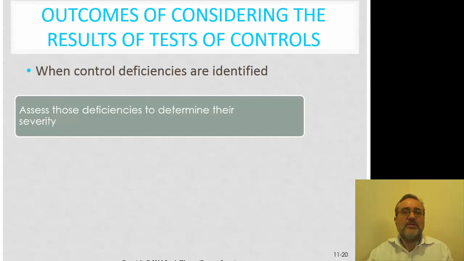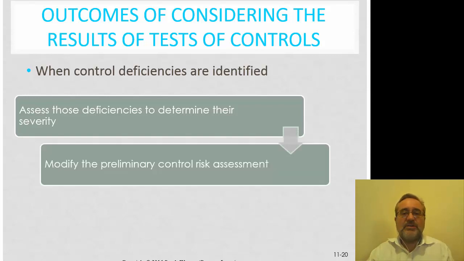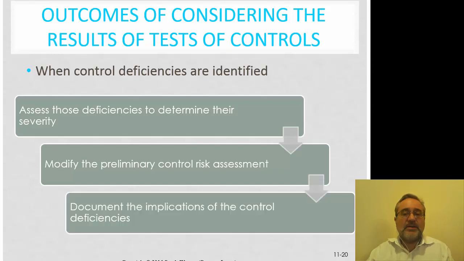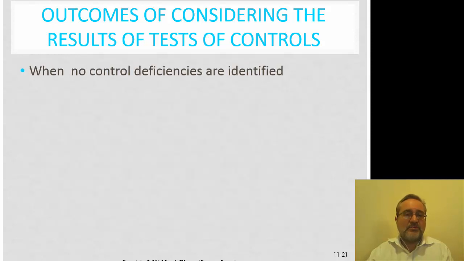So let's talk about this control process if in fact we identify control deficiencies. If we identify control deficiencies, we need to determine the severity of these controls. We will also need to modify our preliminary control risk assessment. And again, keep in mind that the control risk assessment is a part of assessing the risk of material misstatement. And this is absolutely going to drive the type and the amount of substantive testing that we're going to be doing. In any case, we're going to be documenting the implication of the control process.